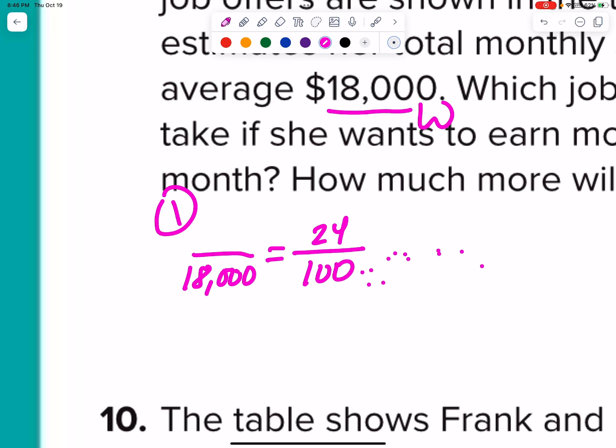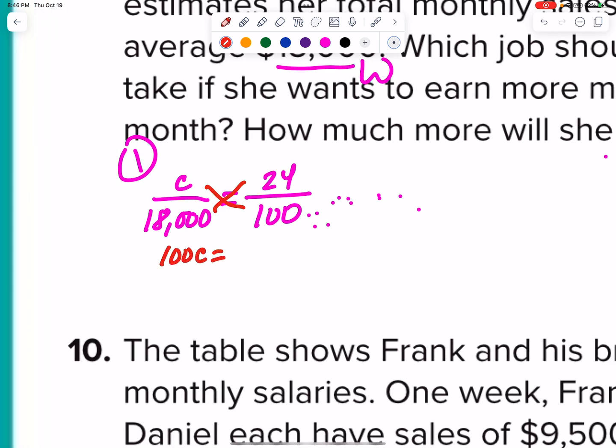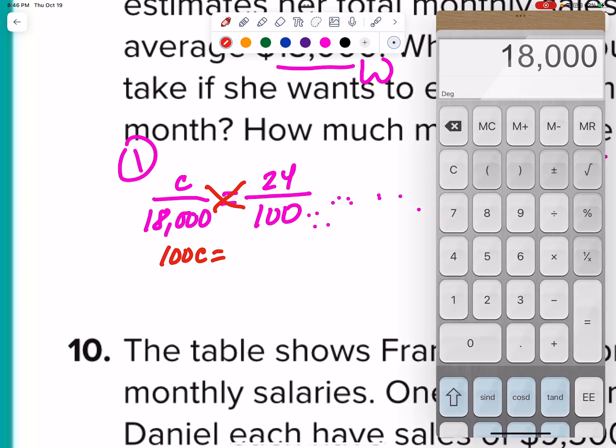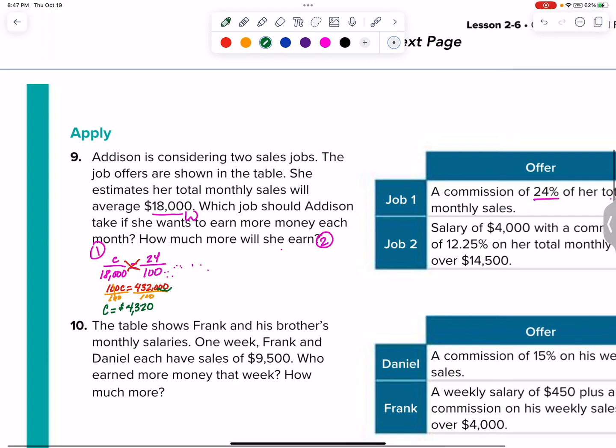So 24% of 1,800 is what amount of commission? Let's go ahead and cross multiply and figure it out. So we have 100C equals 18,000 times 24, which is 432,000. Isolate your variable, divide both sides by 100, cross it out, and we have a commission of 4,320. So 4,320 commission.